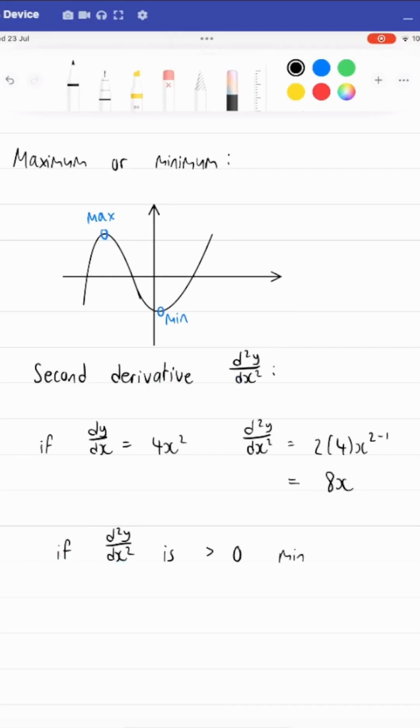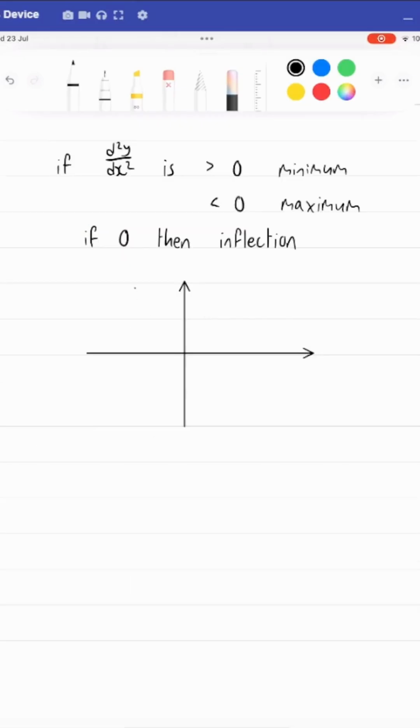If that value is greater than 0, then it's a minimum. If it's less than 0, then it's a maximum. And if it's equal to 0, then it's a point of inflection.